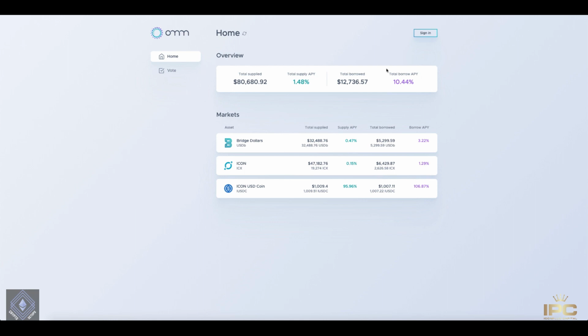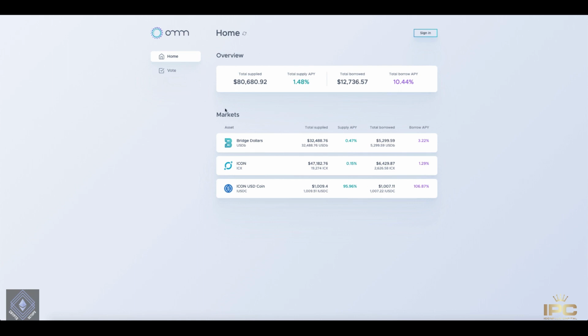As you can see, I am on the landing page. I am not currently signed in to my wallet, so what you're looking at is just an overview of the protocol. So if this is the first time looking at anything like this, what is OMM? It is essentially a marketplace where you can supply assets that are listed on it and also borrow assets. So you can over-collateralize, in terms of supply a ton of ICX, and borrow some US dollars or whatever assets are there. But the goal is, if you were borrowing, you need to supply some assets to the protocol.